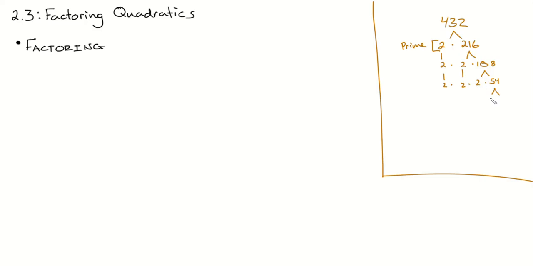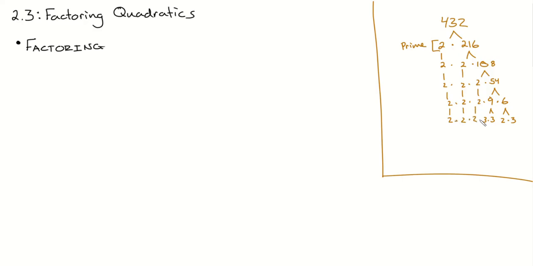54? We could do 2 times 27. Is there a bigger thing? 9 times 6. Notice, you don't have to do the number trees like this every time. I just want to make sure I don't lose them. All these 2's are still prime. Does 9 break down further? Yes, 3 times 3. And 6 is 2 times 3. Can I break down any of these last numbers anymore?